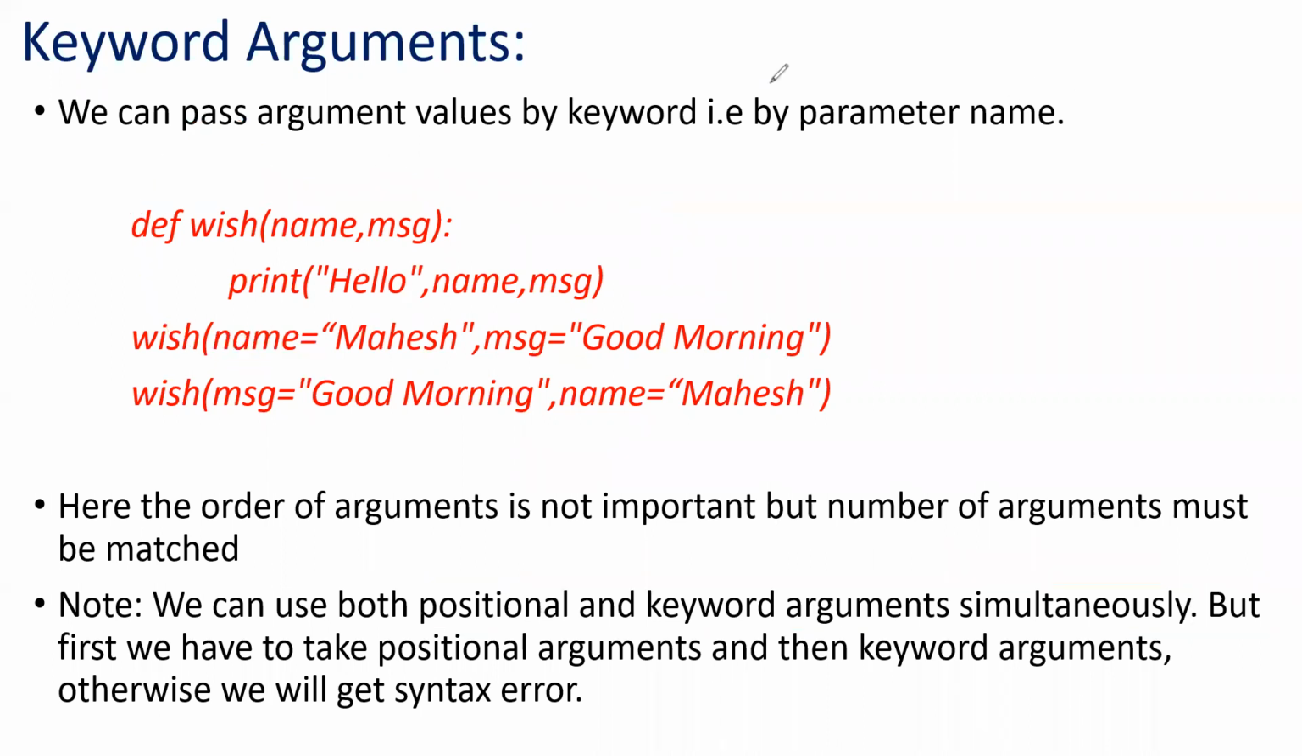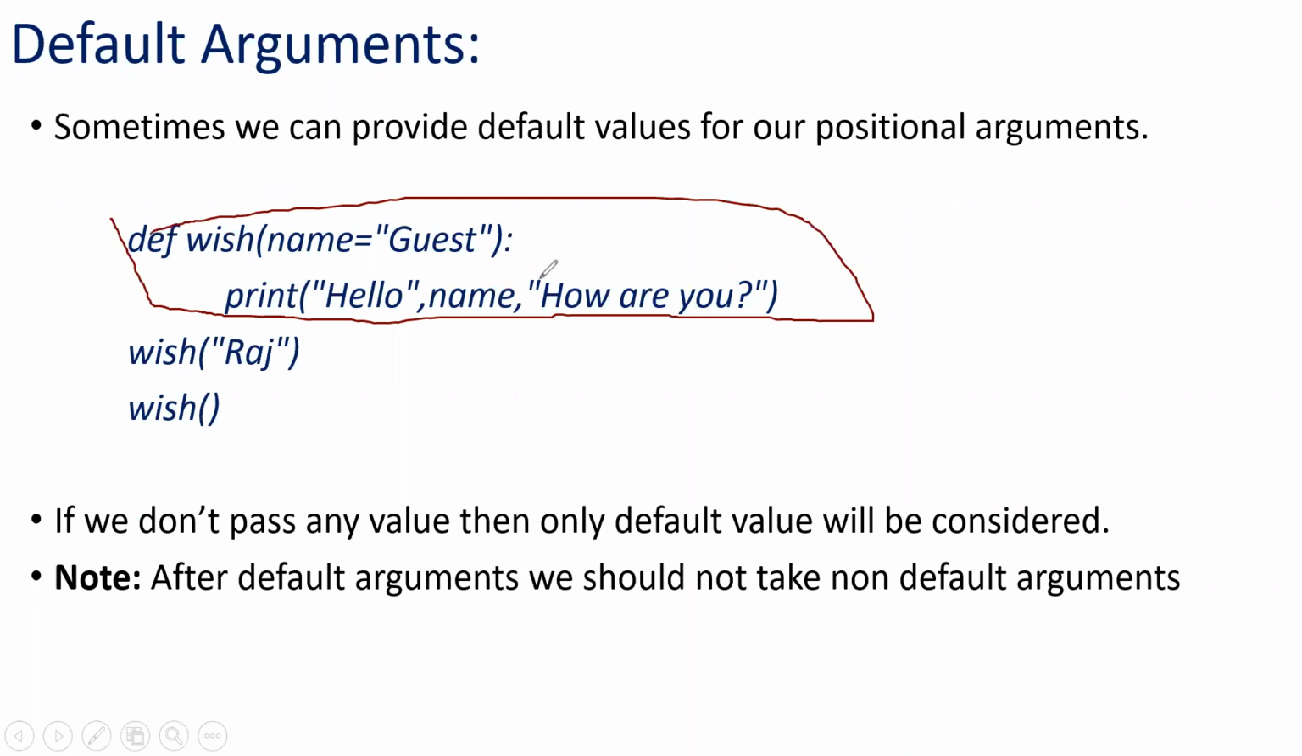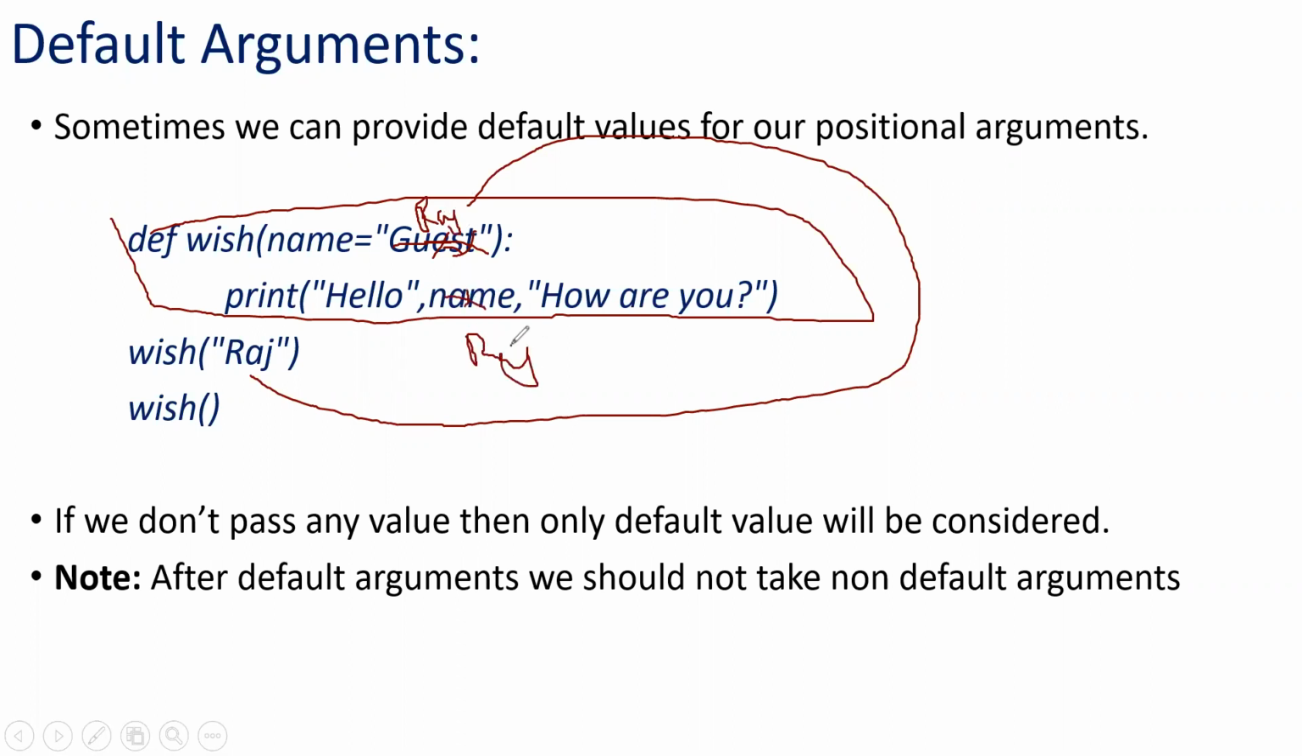Okay. Now let's go for the next one. Default arguments. So here I am defining def wish name equal to guest, print hello name, how are you? I want to use name equal to Raj. So what happens is, this is the position. This name, Raj, will replace this guest. So Raj. Hello Raj, how are you?